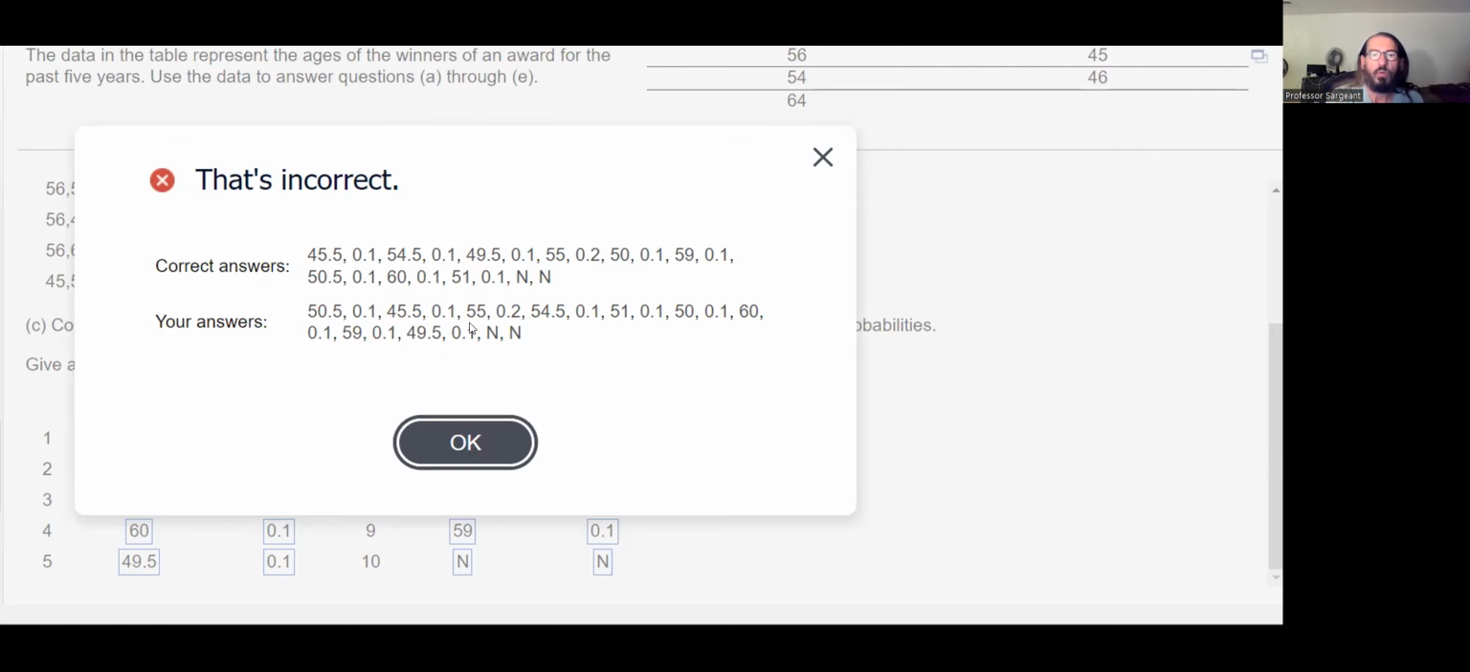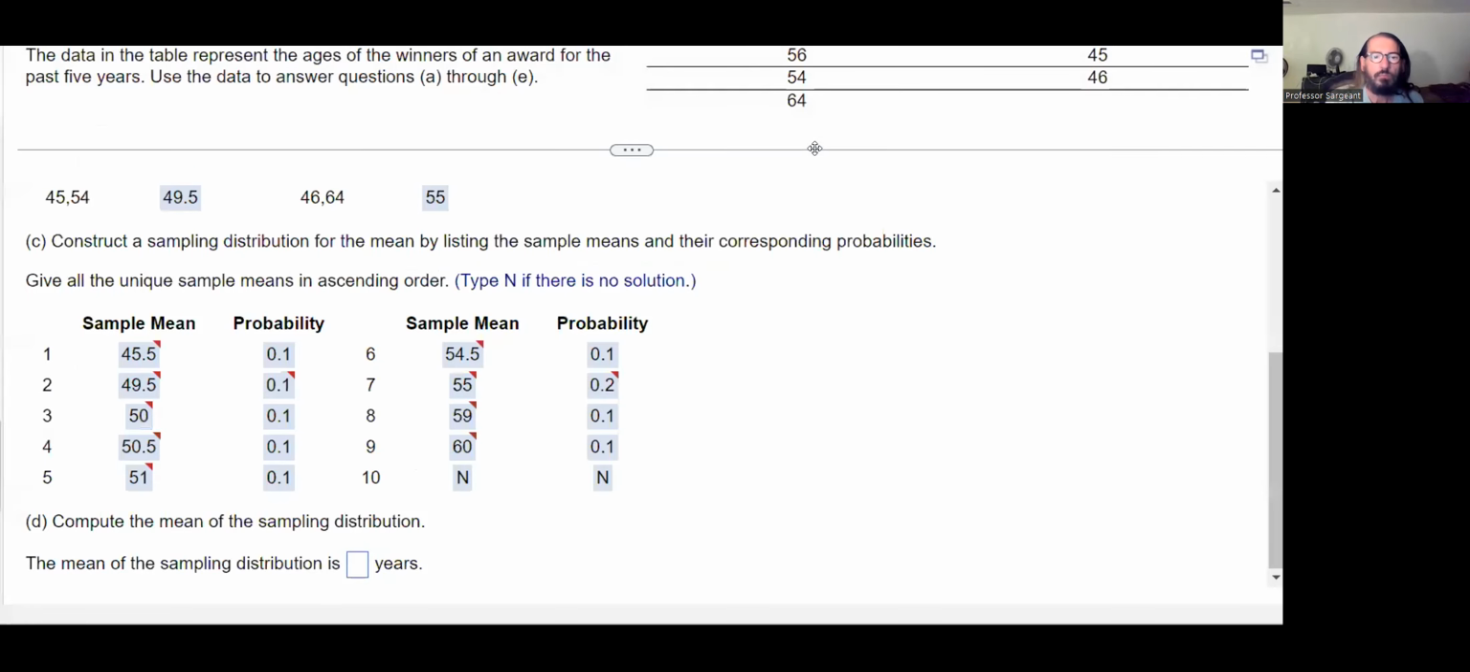$45.5, they've got a 0.1 like I do. 54.5, they've got a 0.1 like I do. 49.5, they've got a 0.1 like I do. 55, is that my error? 55, they've got a 0.2.